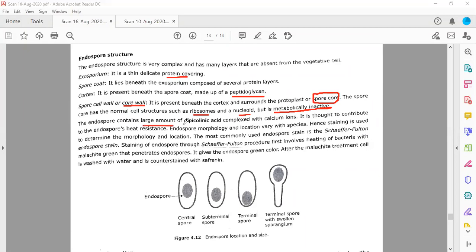Large amounts of dipicolinic acid complex with the calcium ions. Therefore, it will give some kind of stress resistance. This has been asked actually. This is a question from one of the competitive examinations. Why is this so much stress resistant? Because it will have a large amount of dipicolinic acid, which makes a complex with calcium ions. Therefore, it contributes to the endospore's heat resistance as well as UV resistance and so on.